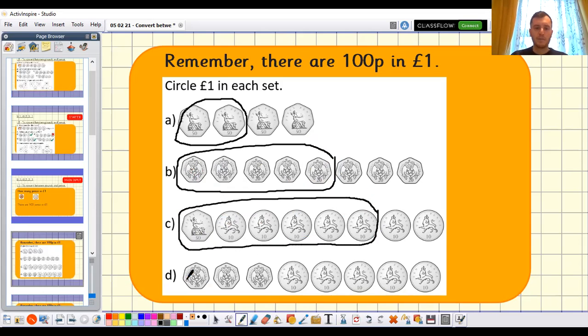And again, on this one, I've got a mixture. I will start by counting in 20s, so 20, 40, 60, then in tens, 70, 80, 90, 100. So I nearly circle them all to get 100 pence or £1.